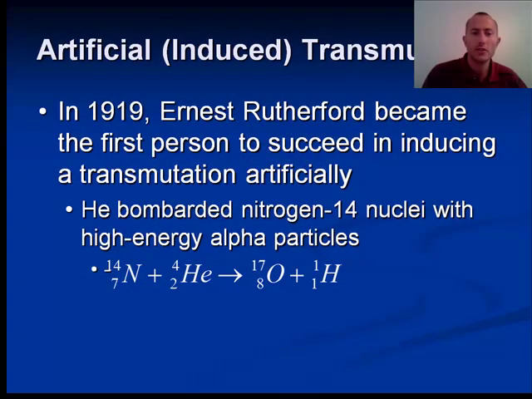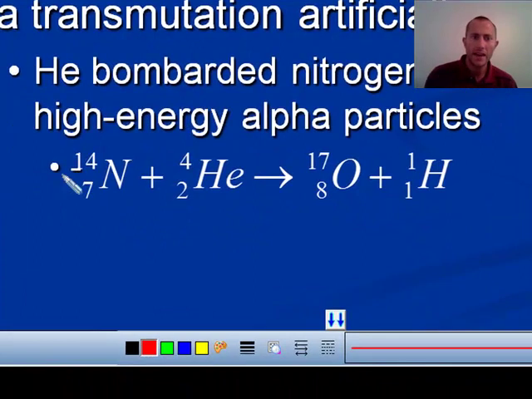Now that nuclear reaction looks like this. We start with an atom of nitrogen, which has an atomic number of 7, so 7 protons, an atomic mass of 14, so 7 protons, 7 neutrons, and we shoot at it a nucleus of helium which has 2 protons. Now on the other side, what we end up with is an oxygen nucleus which has 8 protons, and then that other smaller particle that Rutherford detected was this hydrogen nucleus over here, which is simply a single proton.